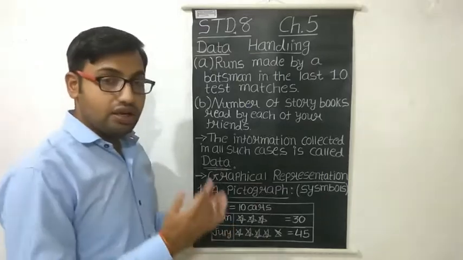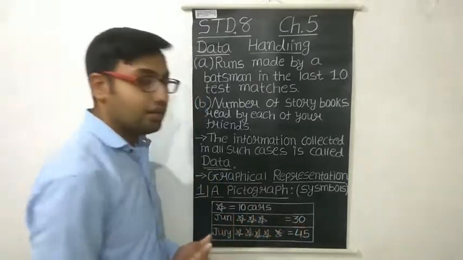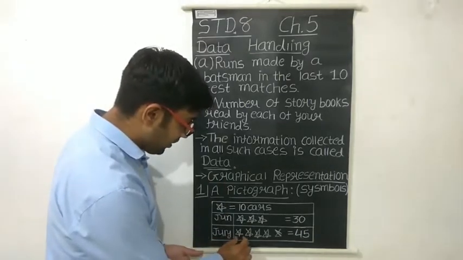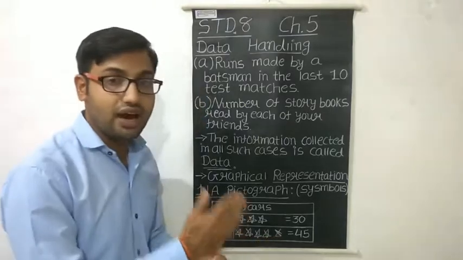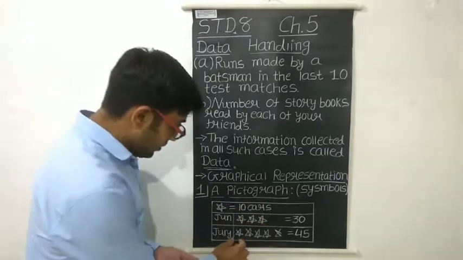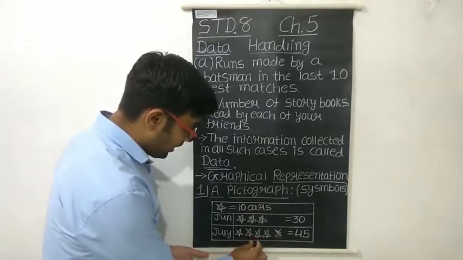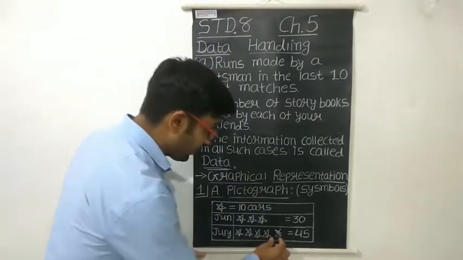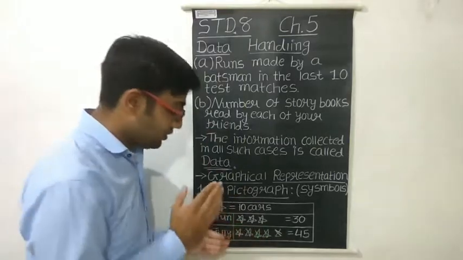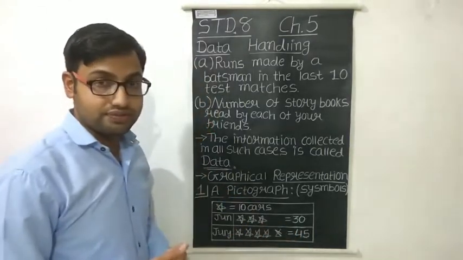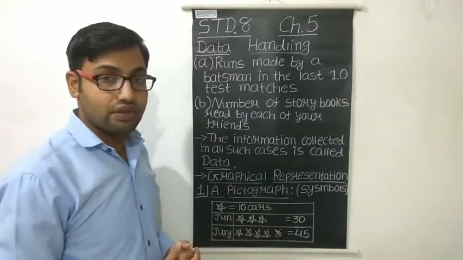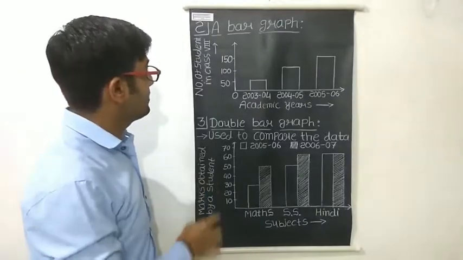So in June, a particular company sold 30 cars. Second, in July, how many stars are there? 1, 2, 3, 4, and this star is a half. Half means we have to take half of 10, and half of 10 is 5. So let us calculate: 10 plus 10, 20; 20 plus 10, 30; 30 plus 10, 40; and 40 plus 5 is 45. So in July, that company sold 45 cars. This is the first method that you have already studied, and that is called the pictograph.